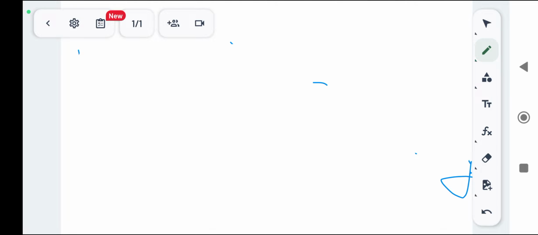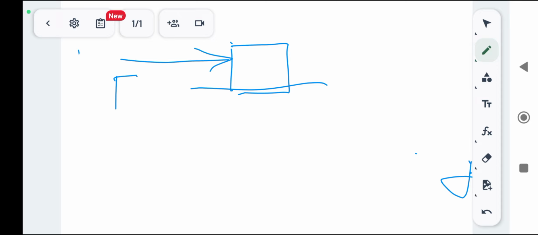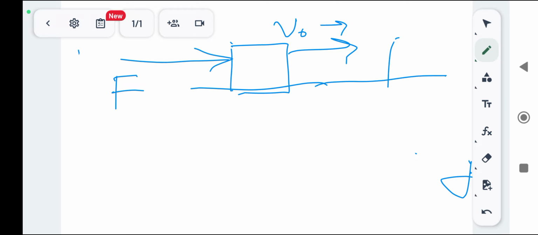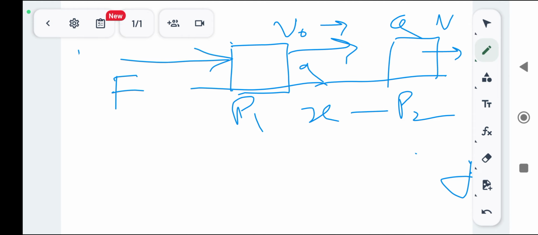And suppose this is the object. When object is under application of a force, when force is applied on the object, then it will have some acceleration a and velocity. Suppose velocity is v0. Then when force is applied, its position is changed from p1 to p2. Then it will have final velocity v, acceleration a, and it will travel distance x.